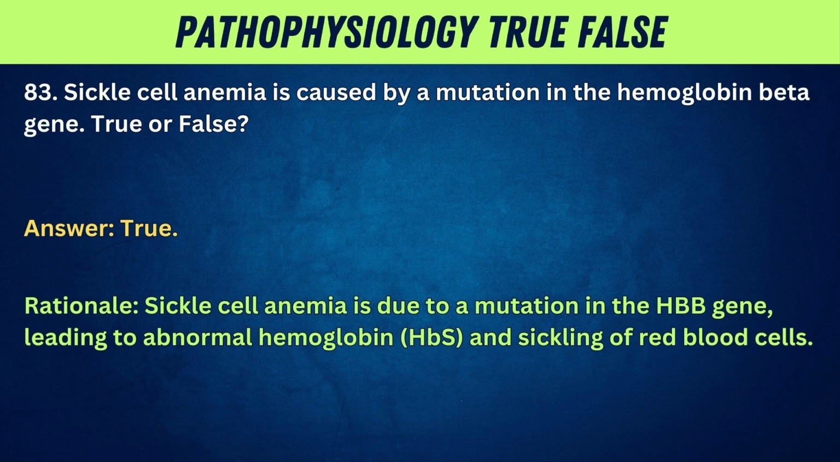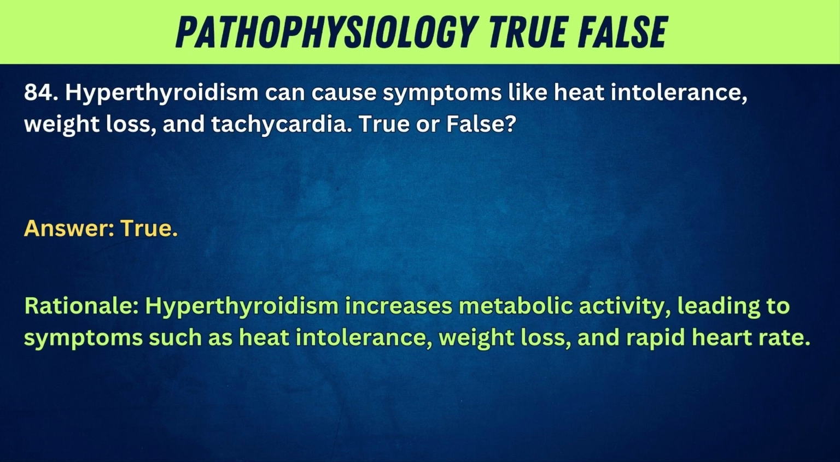83. Sickle cell anemia is caused by a mutation in the hemoglobin beta gene. True or false? Answer: true. Rationale: sickle cell anemia is due to a mutation in the HBB gene, leading to abnormal hemoglobin, HbS, and sickling of red blood cells.